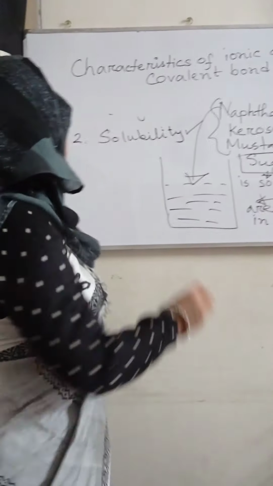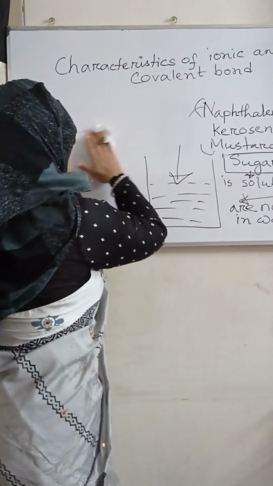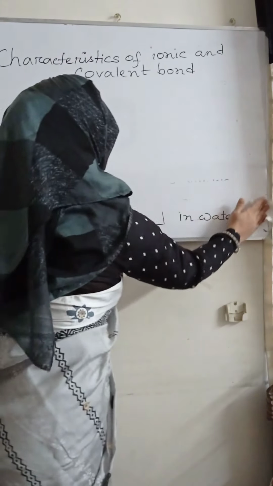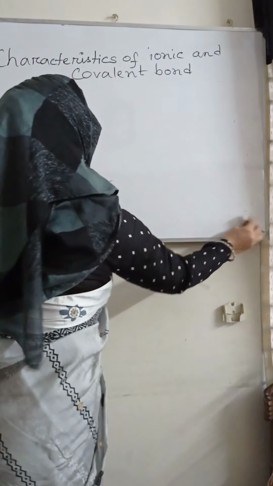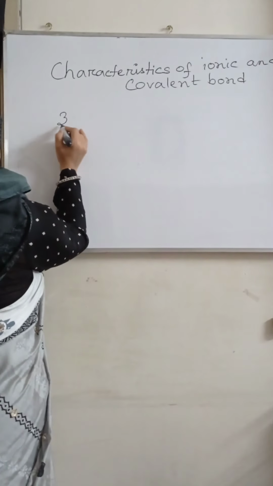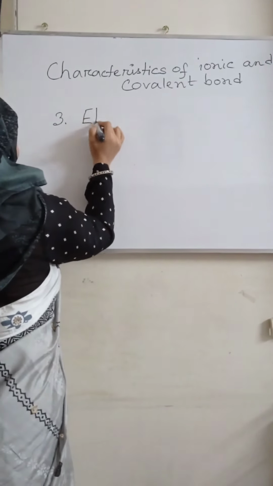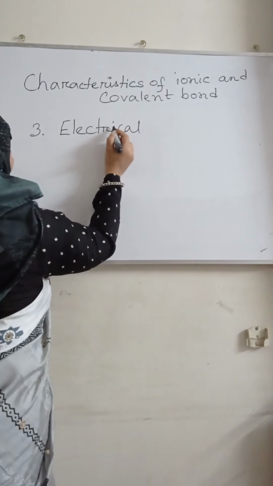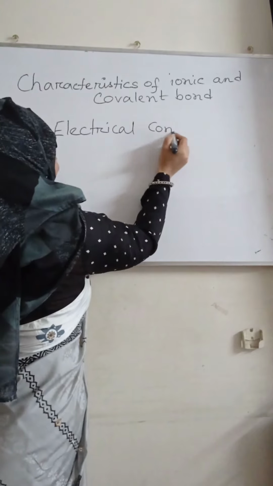Now our next characteristic is electrical conductivity. Number 3 characteristic is electrical conductivity.